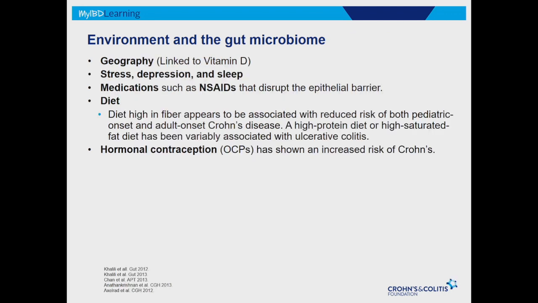Other than antibiotics, geography: northern latitudes, like where New York City is, we have less vitamin D, we're less exposed to the sun, and there's a higher risk of IBD. There have been multiple studies worldwide showing that the closer you are to the equator, the more vitamin D, the less risk of future IBD development. That has a direct impact on the microbiome.